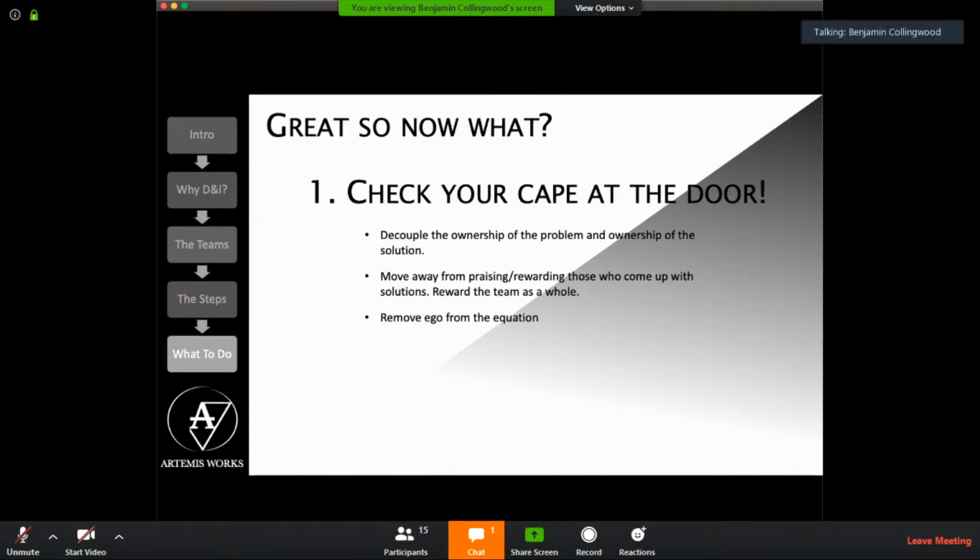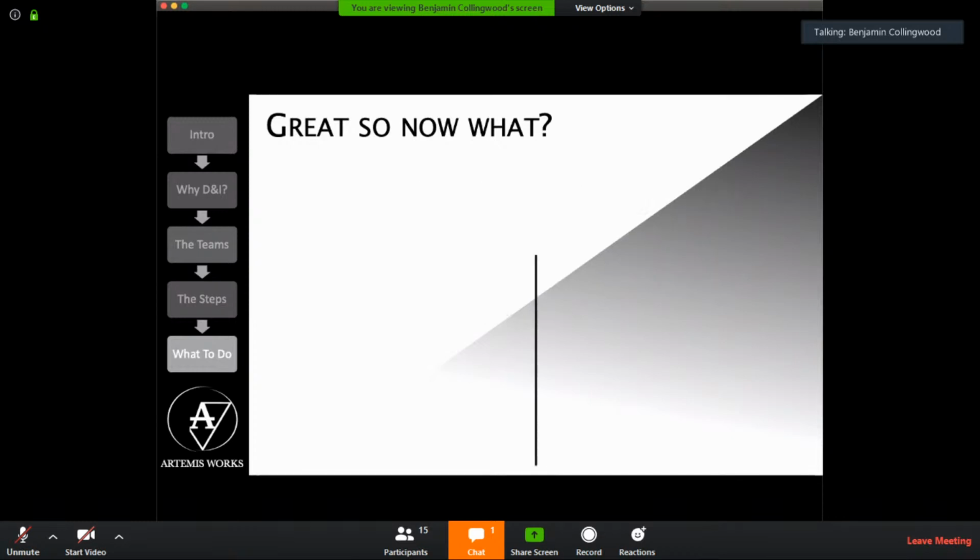So remove ego from the equation. Now this goes hand in hand with what we've just talked about, so decoupling the ownership of that, and remove praise and rewarding people, but actually rewarding the team themselves. If you go as part of this, I want to be the one that solves this, you're making a mistake. The idea is that you want to remove yourself from this. So this is probably the most important one, removing capes from it.